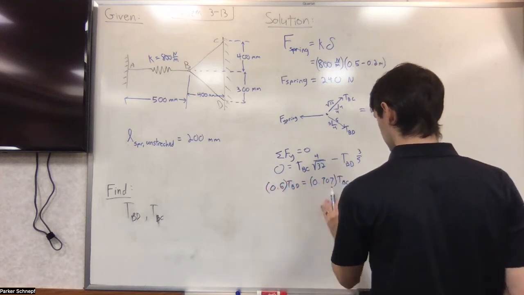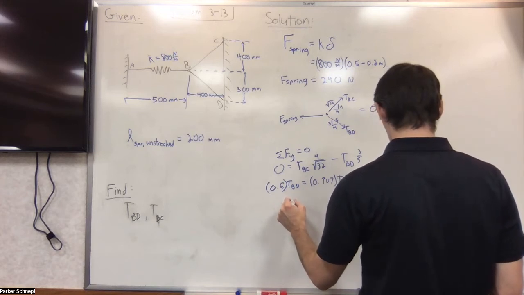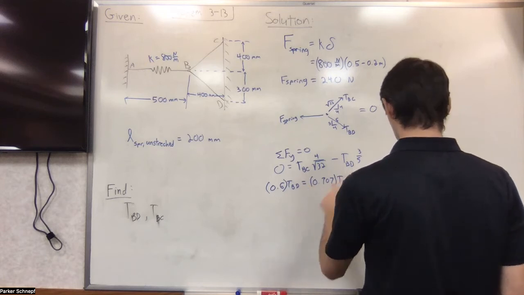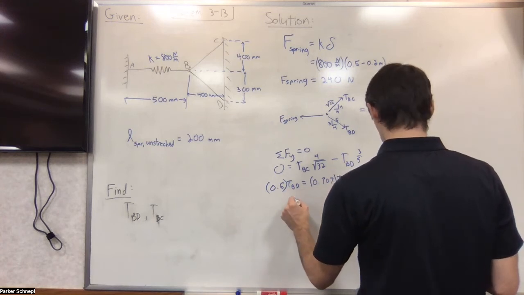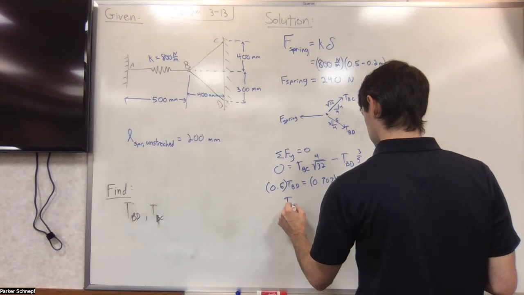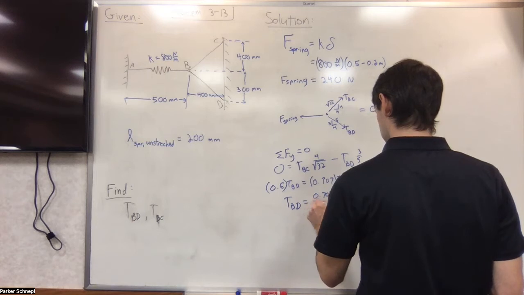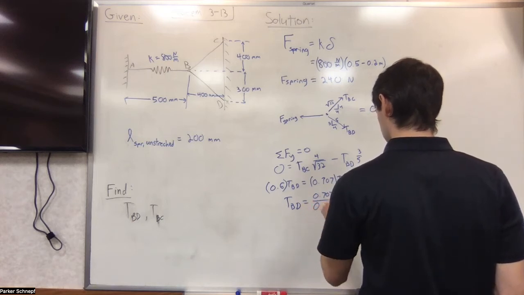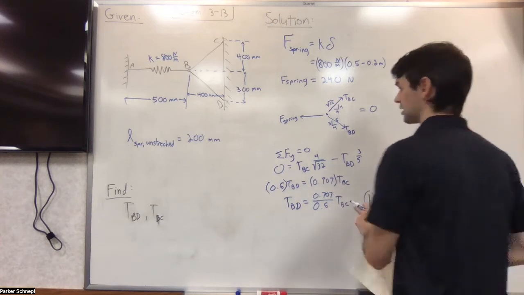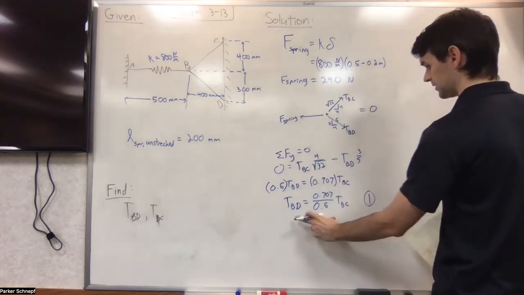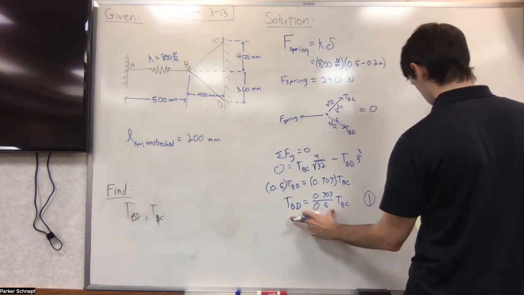And when I pull the 0.6 over, I end up getting that TBD equals 0.707 divided by 0.6 times TBC. I'm going to hold on to this. This is going to come back in use. So obviously I didn't solve for one, but now I can relate them to each other. There's a fixed relationship between TBD and TBC.